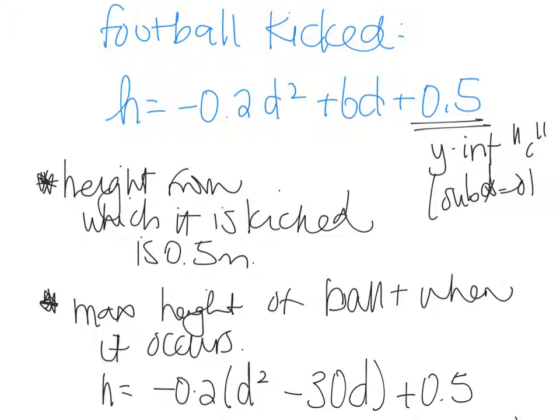And then we're going to factor and move. We're going to factor this trinomial. D minus 15 squared is factored form. We're going to multiply negative 0.2 times negative 225. And it's going to go outside of the brackets.